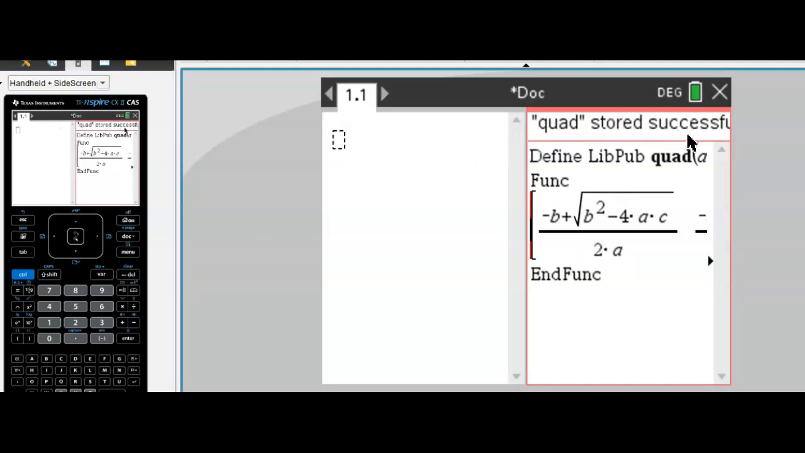Okay, so you can see now it says stored successfully, but we couldn't really see that before because our label was too long. All right, so now on the left-hand side, you can go to quad and then just put your values of a, b, and c in. So I might just do a very basic one. I'm trying to think of one that might have solutions though. Can't think of one off the top of my head, but let's just do.